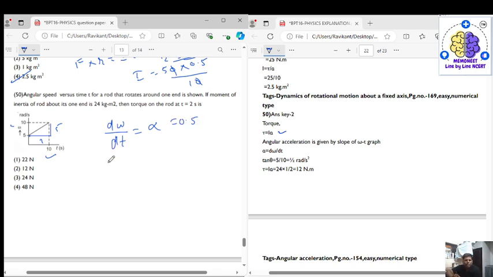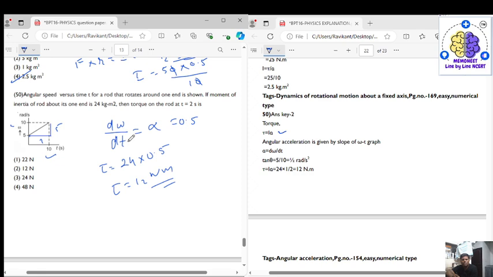The moment of inertia is being given to us. They are asking for the torque. Tau is equal to I alpha. I is given as 24 and alpha is 0.5. So we get tau equal to 12 Newton meter.